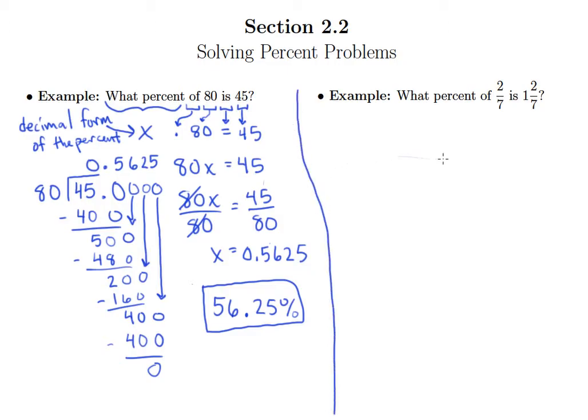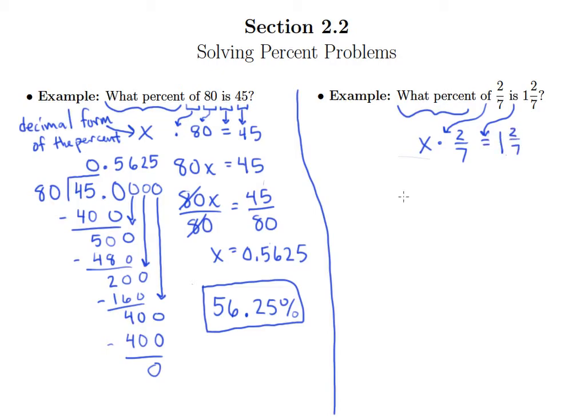Right, here's a similar problem, but this time we're working with some fractions. So it says what percent, again, that's x, but it's the decimal or fraction form of that percent. What percent of 2/7 is 1 2/7? So x times, right, of means times, 2/7 is, means equals, 1 2/7.